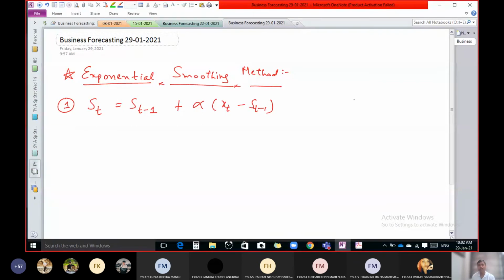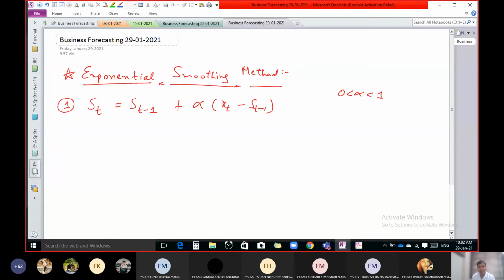Alpha is known as the smoothing coefficient, and its value always lies between 0 and 1, and the value of alpha is always given in the question. So don't worry about that one. What is the meaning of alpha? It indicates the weight of the given year. It's nothing but the weight or percentage, the importance of one particular given year.